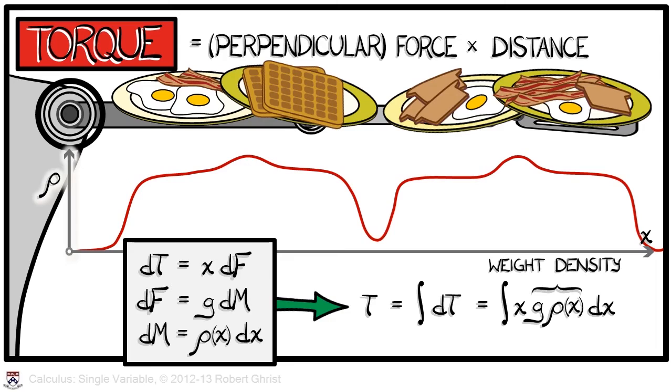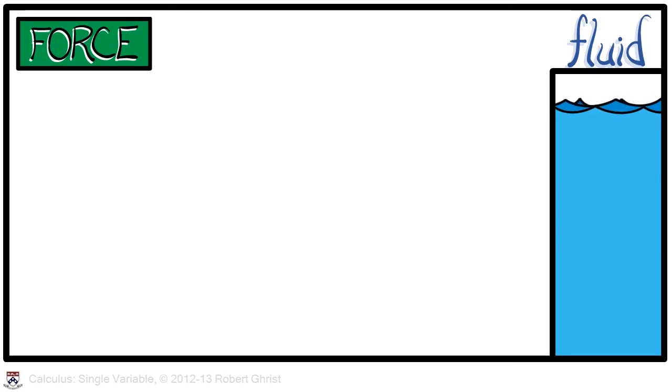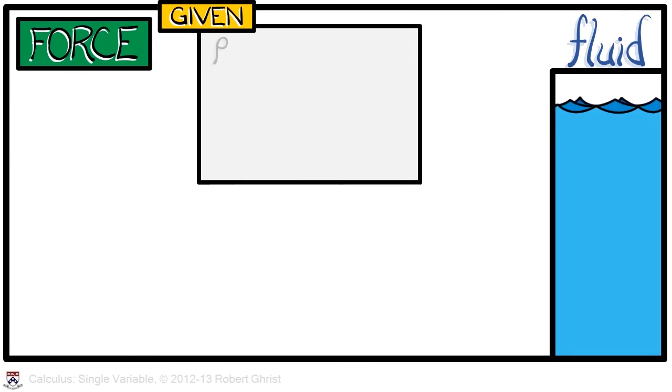Sometimes we'll collapse g and rho of x together to give something called a weight density. Now, you don't have to memorize this formula, but you have to know how to reason in terms of elements in this manner. Let's think a little bit more about force, and in particular, the force of a fluid on a tank.